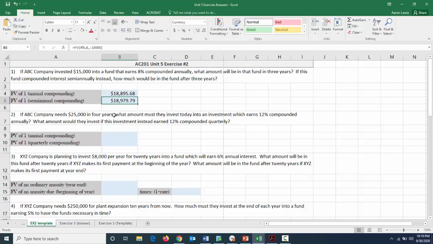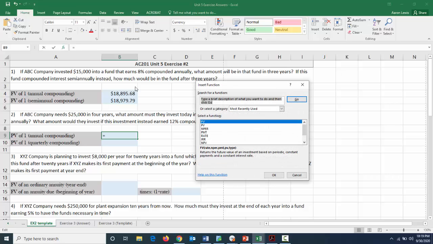Let's start with annually. We know what we need in the future. We need $25,000 4 years from now. What do we have to put in today? Well, we need to figure out a present value. So now we're going to use the PV function.